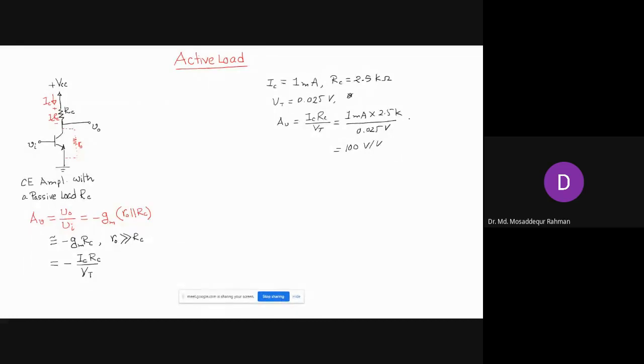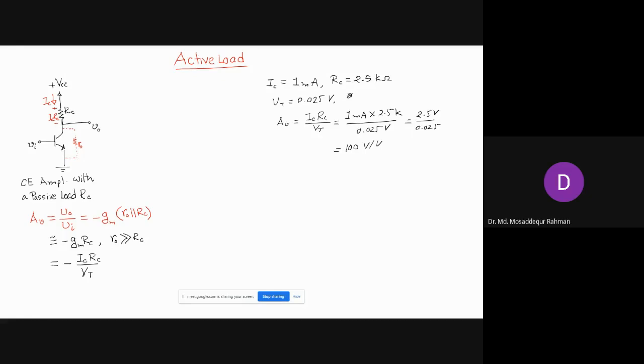And how much is IC RC? If we do the multiplication, that's 2.5 volt. Now, why am I writing it like this, 2.5 volt? Because from this we can understand the requirements on the different currents and voltages for the amplifier and power. First of all, the DC power supply VCC: what should be the value of VCC? How low or how high does it have to be?